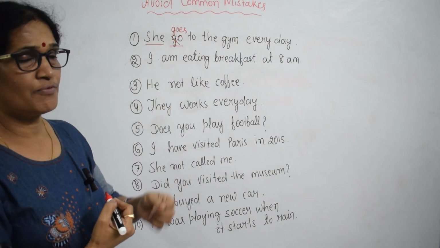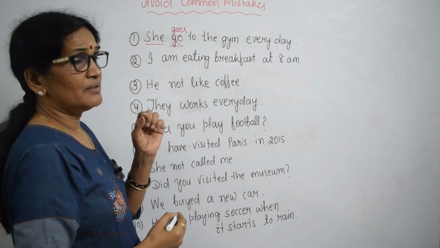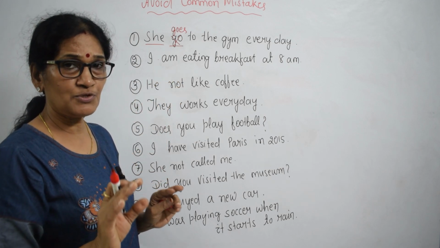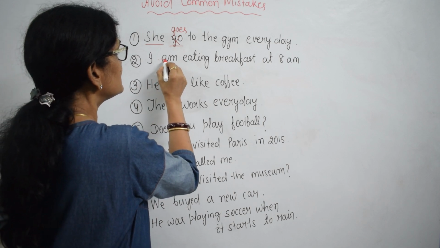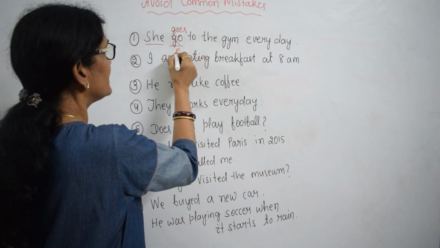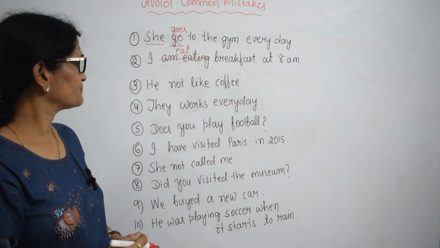I am eating breakfast at 8 a.m. This is a habitual action sentence. Okay, this is a sentence of habitual action. For habitual action, you use simple present. So this is in present continuous. So instead of I'm eating, I eat. I eat breakfast at 8 a.m.